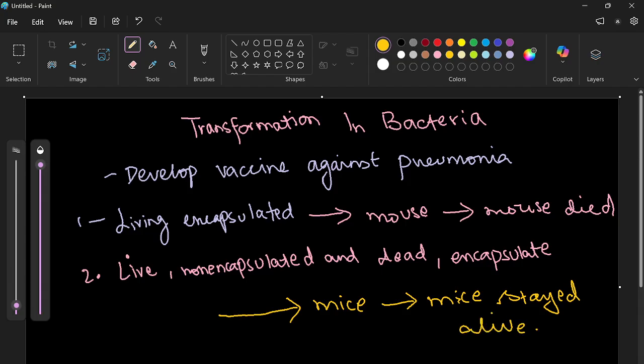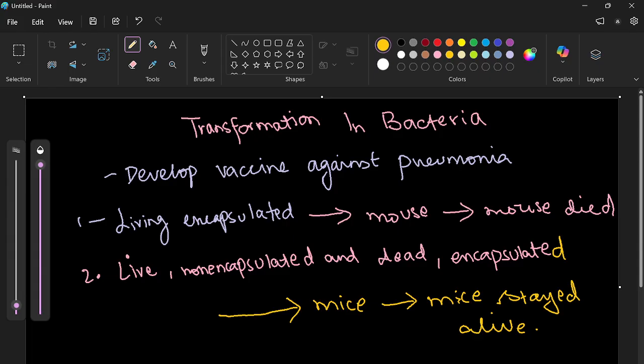The reason for this is that, just note that in this step the live non-encapsulated bacteria are given separately to the mice, and the dead encapsulated bacteria are given separately in another step. When a separate injection of live non-encapsulated bacteria is given to the mouse, the bacterial cells are live but they don't have capsules, meaning that they are not virulent, so they don't cause infection and the mouse remained healthy. The same goes for the dead encapsulated bacteria: the cells are dead, but they have a capsule.